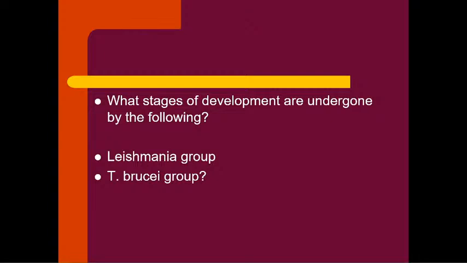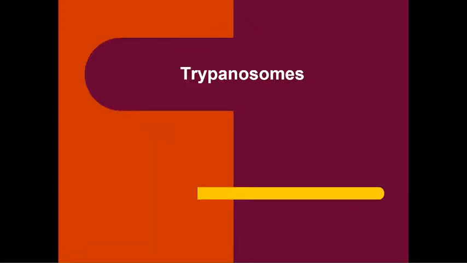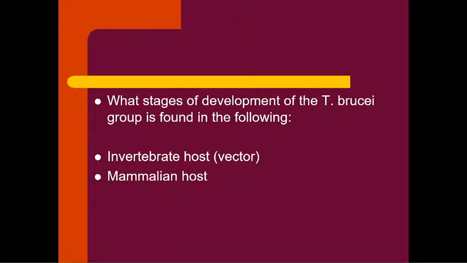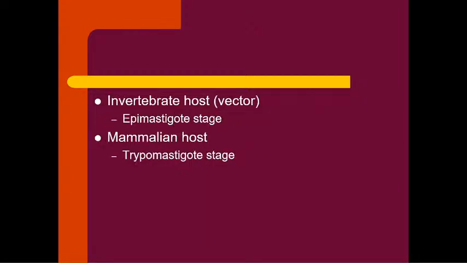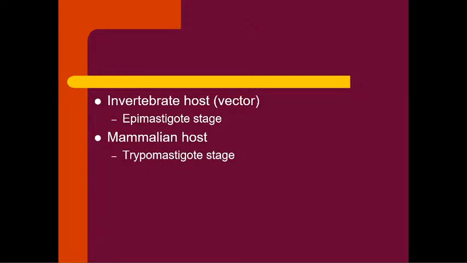Now, stages of development undergone by the leishmania group: the amastigote and the promastigote stage. The Trypanosoma brucei group, or the other ones that I mentioned earlier, undergo the epimastigote and the trypomastigote stages. Let's go with the trypanosomes. A quick discussion on the trypanosomes. What stages of development does the Trypanosoma brucei group occur in? In invertebrates, the vector, usually the epimastigote stage, and when the epimastigote gets injected by the tsetse fly, it will give it to its mammalian host, which will harbor the trypomastigote stages.